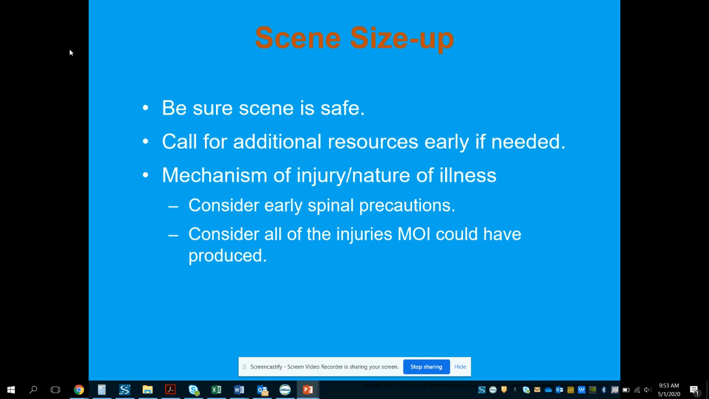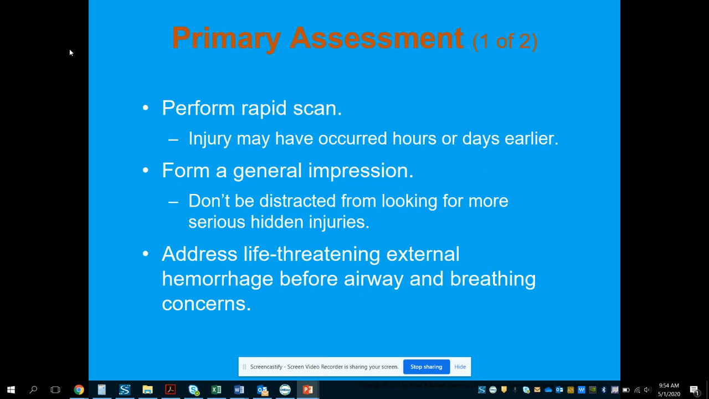So we're looking to make sure the scene is safe, of course, calling any additional resources early on if needed, looking at our mechanism of injury, looking for any need for spinal precautions, that type of thing, and just having a very high index of suspicion for the types of injuries that could have been produced based off of this mechanism of injury. We're going to do our rapid scan looking for any outward injuries, but we're also keeping in mind that this could be something that has happened hours or days earlier.